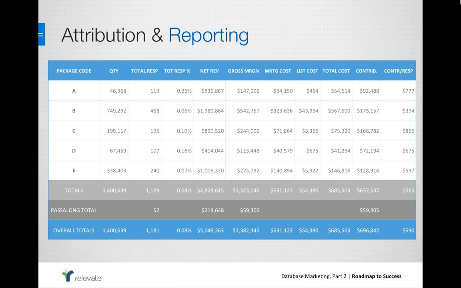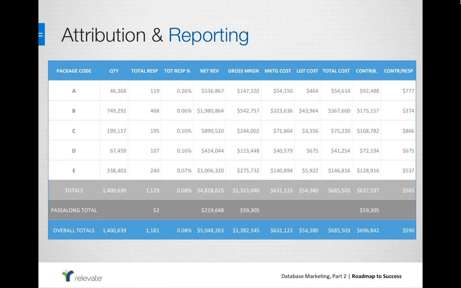This particular client has a very high ticket product line, thus the lower response rates. But looking at the report, we can ask ourselves, which of the 5 packages for this particular campaign performed best? Well, the answer to that question, it really depends on the measure used to define best. If we're looking at pure response alone, then package A did the best with the 0.26% response rate. However, if we're using contribution per response, then package C did the best with $866 contribution per responder.